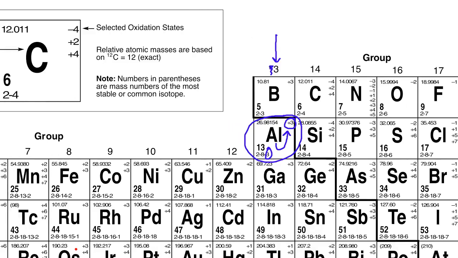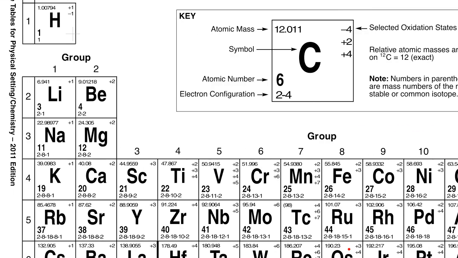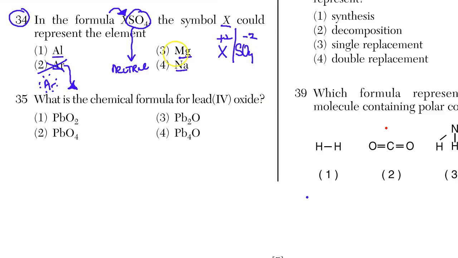Now, if we go over to the other side where we have our sodium, sodium likes to become plus 1 because it likes to lose its outermost electron. So that's not a good choice. And then magnesium, and that's our winner here, likes to become plus 2 by losing its 2 valence electrons. So magnesium is the winner. And so magnesium, 34, is choice 3.